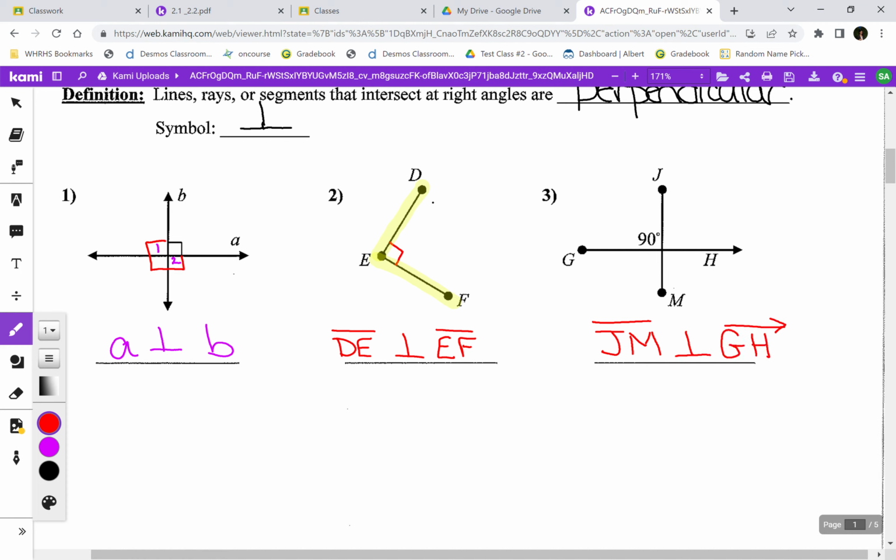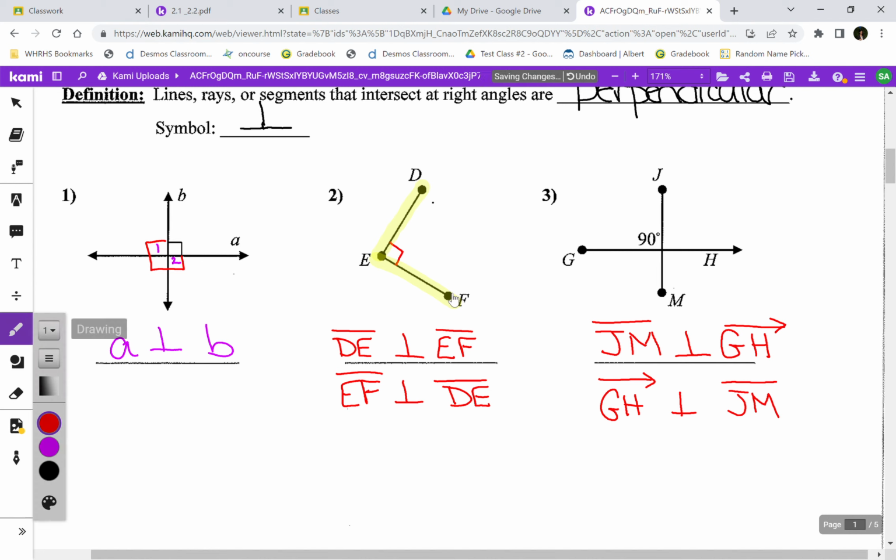Could we have also said that ray GH is perpendicular to segment JM? Would that have been okay? Absolutely. So we could have said ray GH is perpendicular to segment JM. That would have also worked. And also for number 2, we could have said segment EF is perpendicular to segment DE. In number 1, we could have said line B is perpendicular to line A.